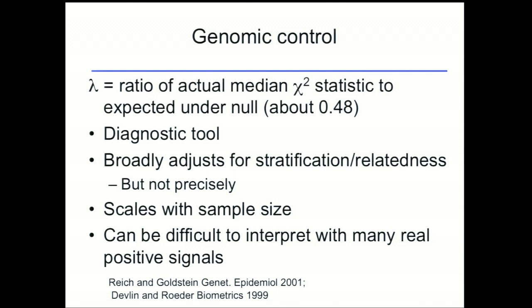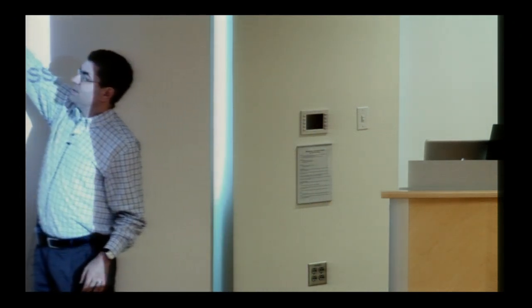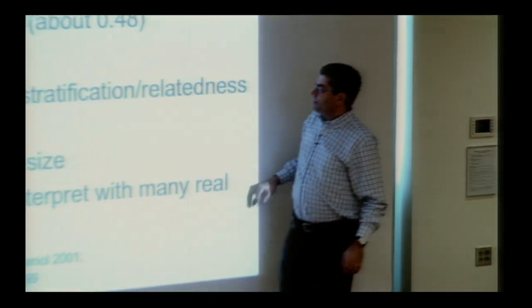If you have a value of, say, 1.2, that tells you there's some systematic inflation of your test statistics, and something is probably wrong with your association study. It might be confounding by ancestry. It might be technical artifacts. It might be that there's an extra comma in your file and everything has gotten thrown off. Could be lots of things. But this is a useful diagnostic tool.